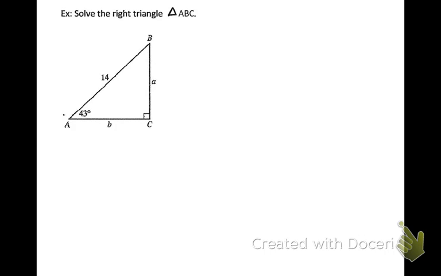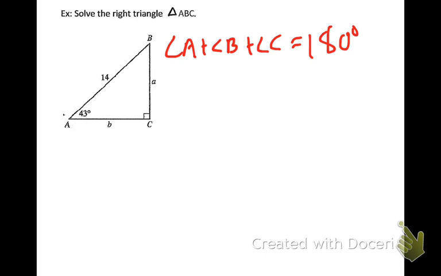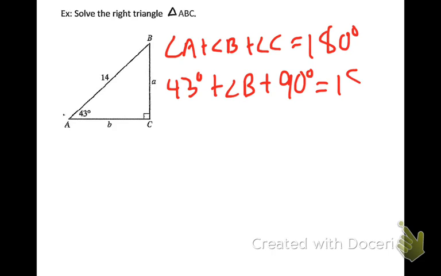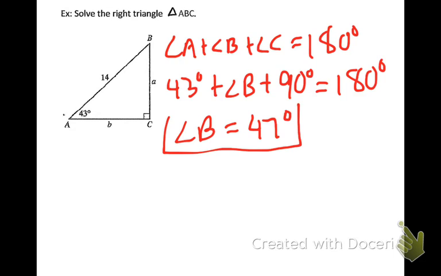Right, we could find angle B. So we have angle A plus angle B plus angle C equals 180. So we would have 43 degrees plus angle B plus 90 degrees is equal to 180. So then we solve for B. Angle B equals 47 degrees. So we've got B is 47.